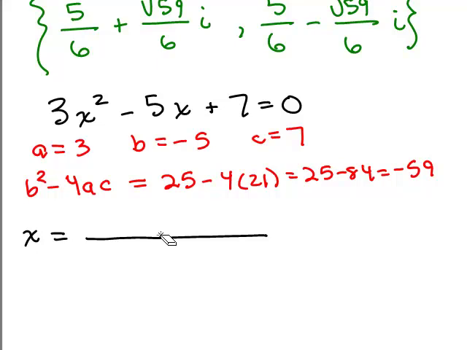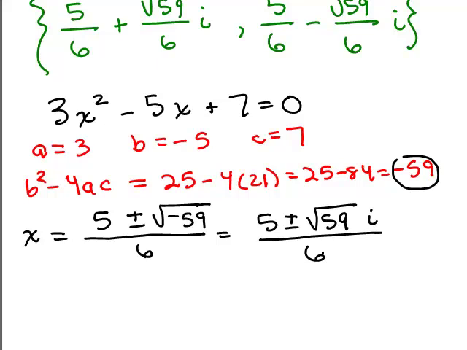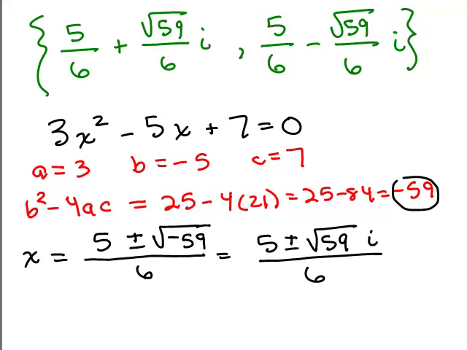So that'll be positive 5 plus or minus the square root of whatever I just found b² − 4ac to be. So it's going to be the square root of −59 all over 2a, and since a is 3, 2a is 6. And of course, we don't leave a negative underneath the square root, so that would be 5 plus or minus the square root of 59 i over 6, which could also be written the way I have it right here.